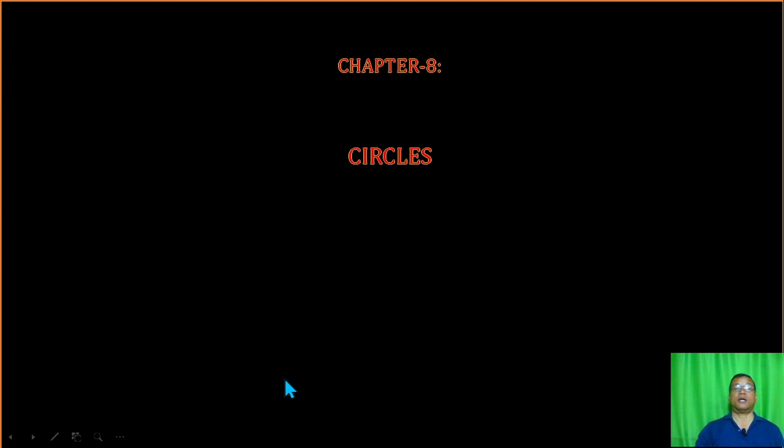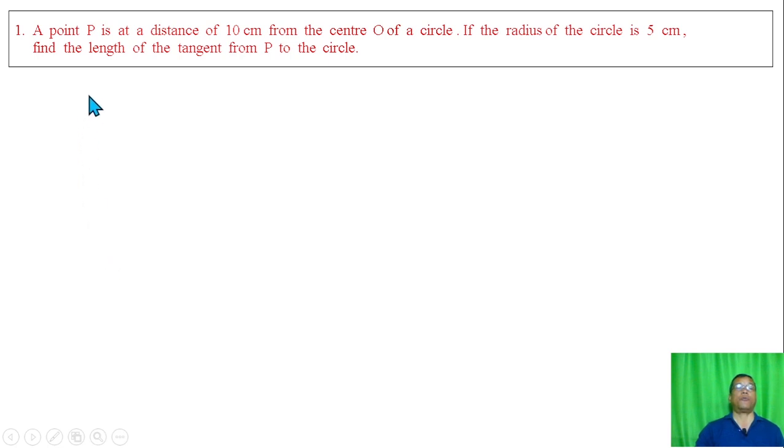Chapter I, Circumference, Exercise I, Point. Question number 1. A point P is at a distance of 10 cm from the center of a circumference.